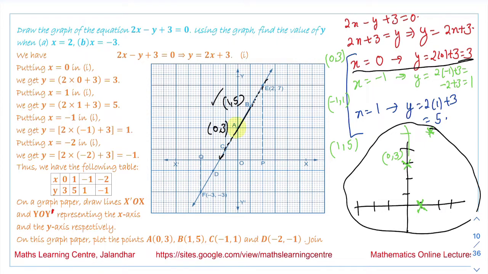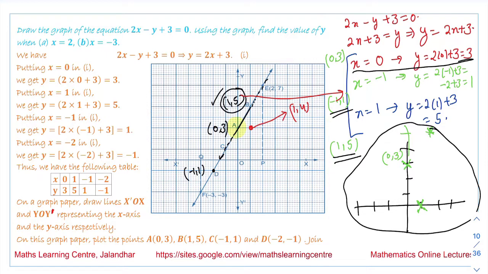But now if we have considered the third point also, suppose it is minus 1 comma 1, which we have also plotted. So minus 1 comma 1 is the point over here, this is D. Suppose in place of 1 comma 5 I have made a calculation error and obtained the point as 1 comma 4. That point will not lie over here, it will lie somewhere over here. This is the point 1 comma 4.